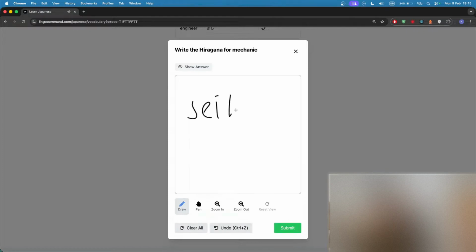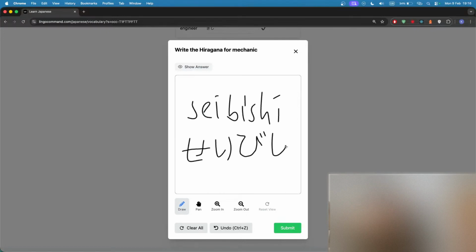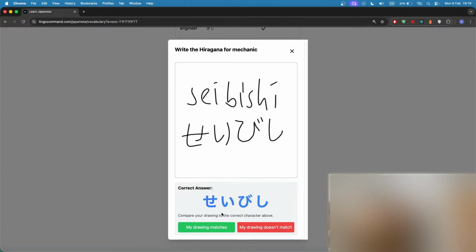Mechanic is sei bishi. That could be written a little bit more neatly. So that's se, that's I. And then this is he, and when you apply dakuten, it becomes bi. This is shi. So this is seibishi, which is a mechanic.